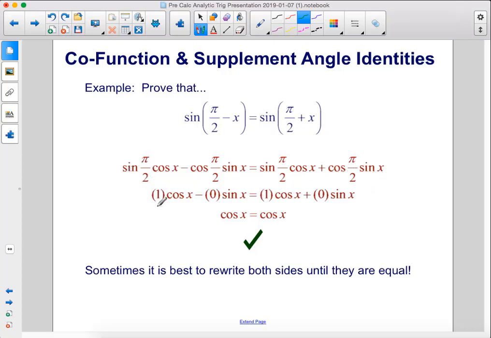The sine of pi over 2 is 1, the cosine of pi over 2 is 0, sine of pi over 2 is 1, and cosine of pi over 2 is 0. So that knocks these out, and we are left with cosine x equals cosine x. Sometimes it's best to rewrite both sides until they're equal.